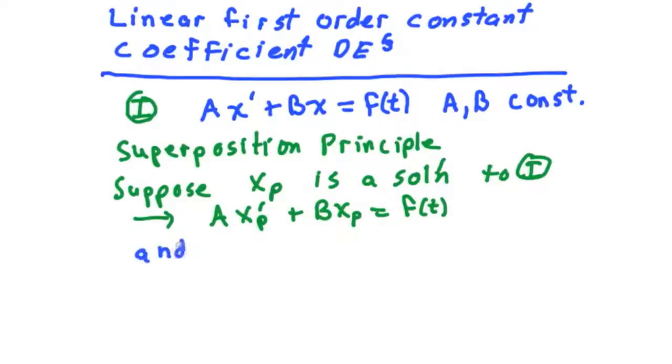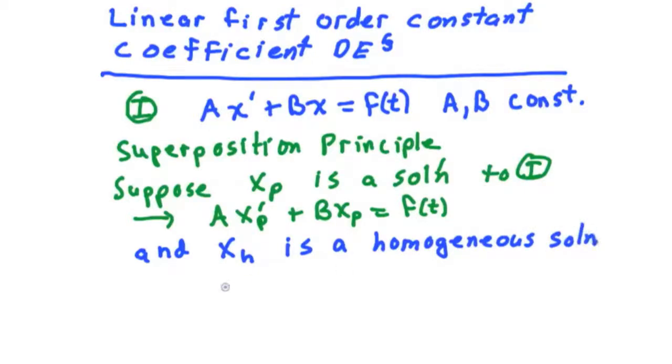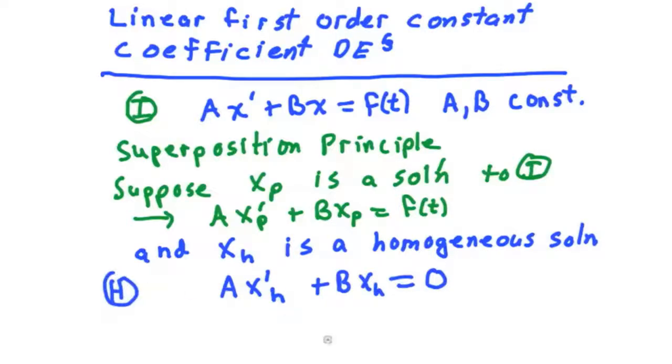And we have to make one more assumption. And x sub h is a homogeneous solution, or I should say a solution to the homogeneous equation. The homogeneous equation is our DE, a x h prime plus b x h, but instead of having f of t, it's homogeneous because we put a 0 there. So I can put an h there for homogeneous. Then the principle says, then x equals x p plus x h is a solution to I.